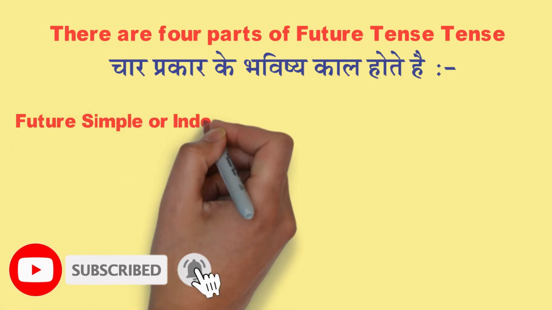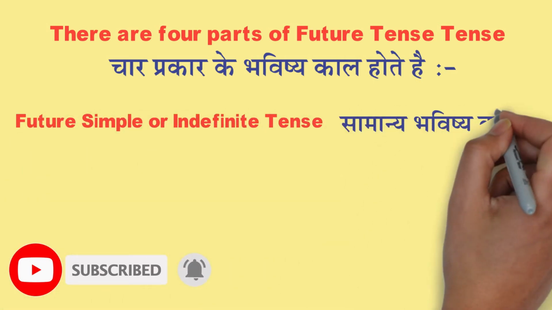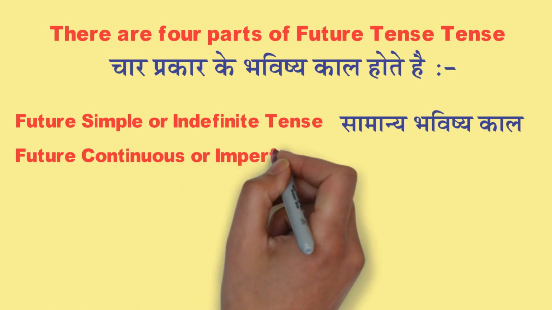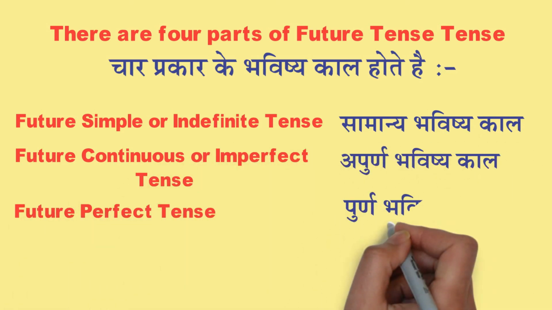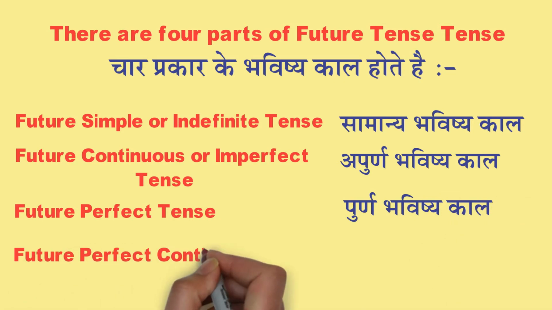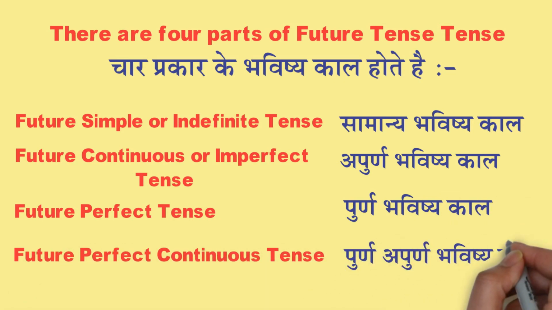Future simple or indefinite tense, सामान्य भविष्य काल. Future continuous or imperfect tense, अपूर्ण भविष्य काल. Future perfect tense, पूर्ण भविष्य काल. Future perfect continuous tense, पूर्ण अपूर्ण भविष्य काल.